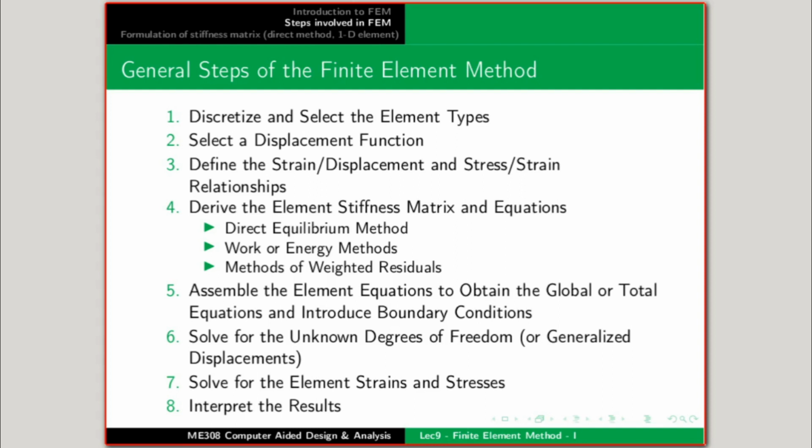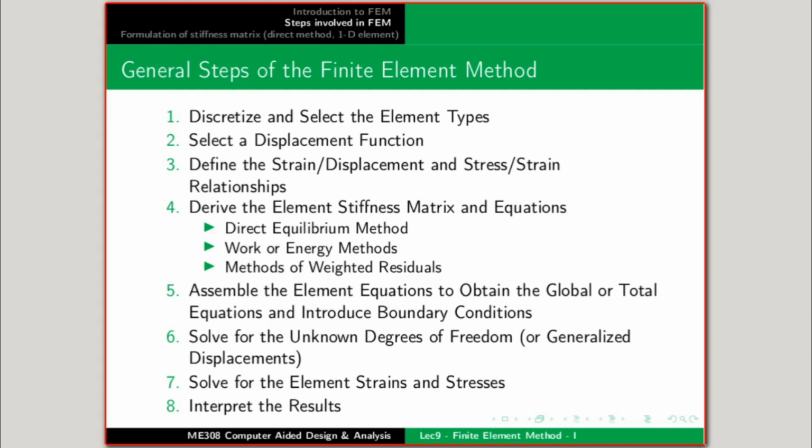Now we discuss general steps involved in the finite element method. These are: first step is discretization, second is selection of displacement function, third is definition of strain displacement and stress strain relationships, fourth one is derivation of the element stiffness matrix and equations, fifth one is assembling the element stiffness matrix and equations to obtain global or total equations and to introduce boundary conditions. The sixth step involves solving for the unknown degrees of freedom.